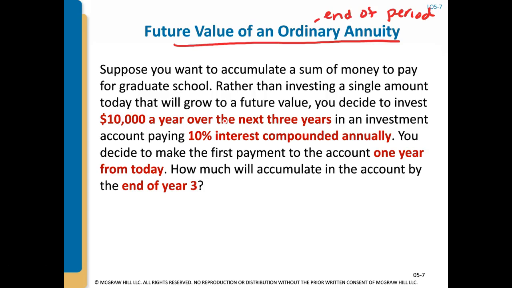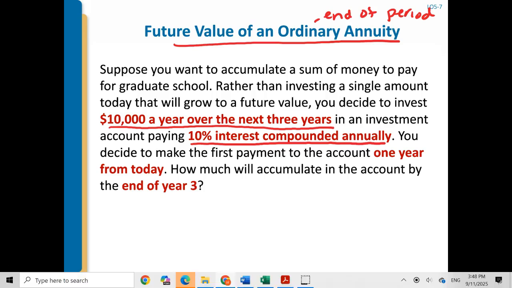Rather than investing a single amount today that will grow into future value, you decide to invest $10,000 a year over the next 3 years in an investment account paying 10% interest compounded annually. You decide to make the first payment to the account 1 year from today. How much will you accumulate in the account by the end of year 3?